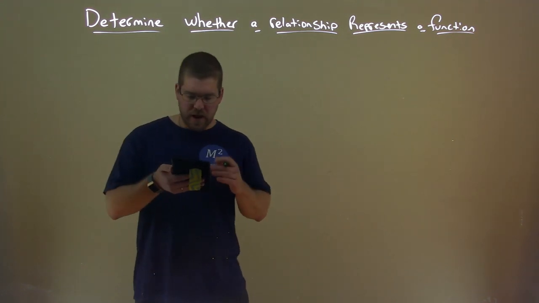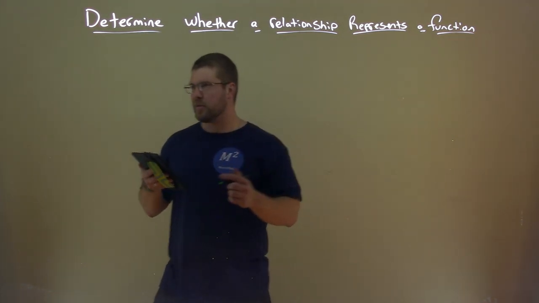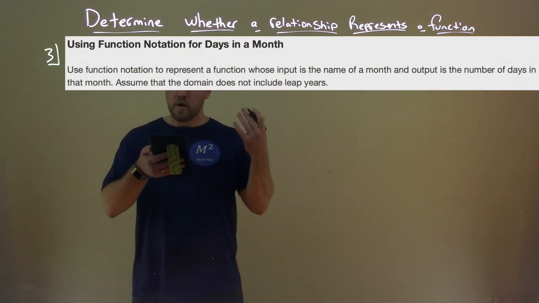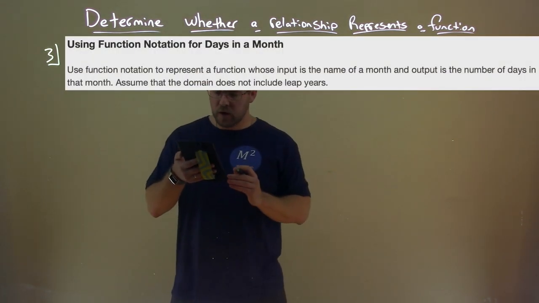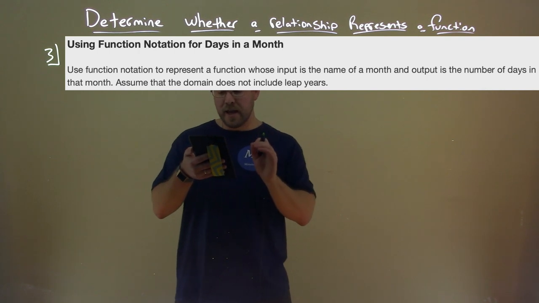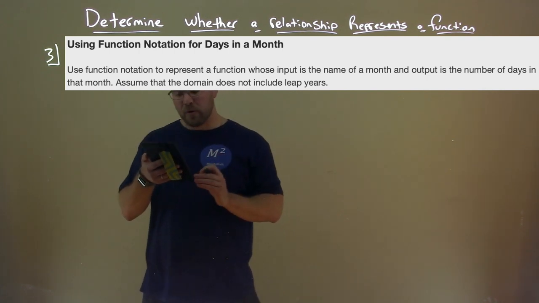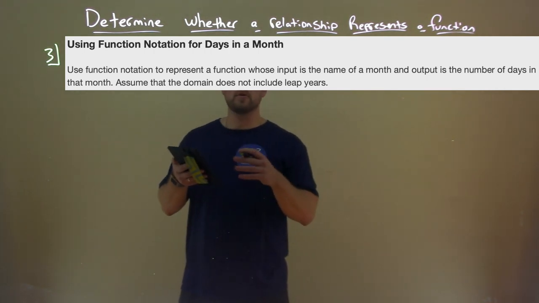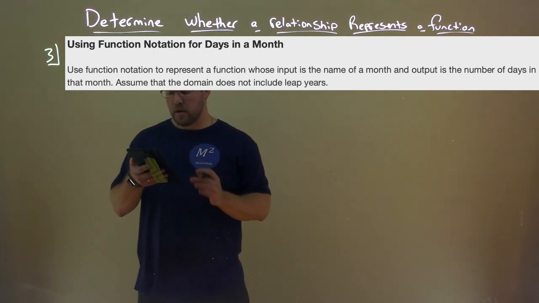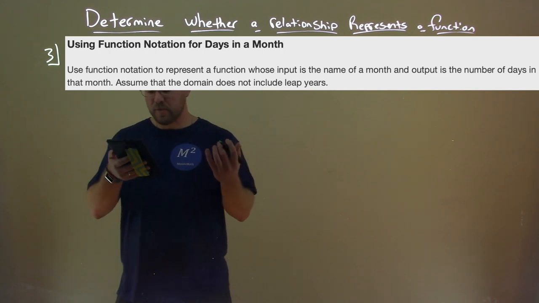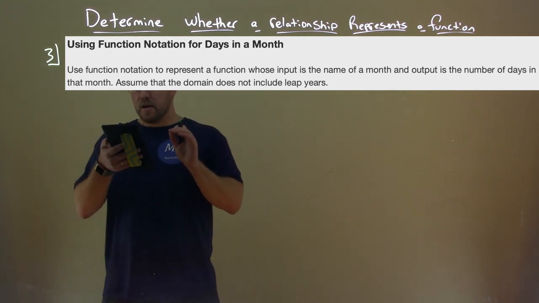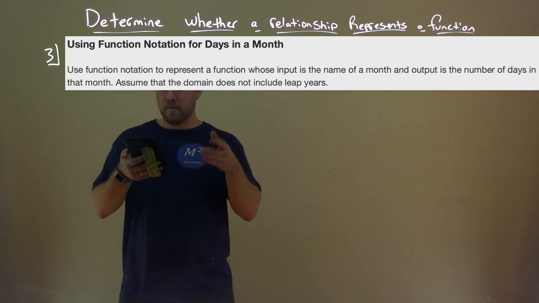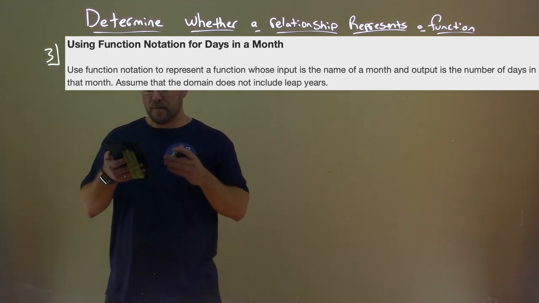Okay? So now we're given this problem, number 3 here. And they tell us this: use function notation to represent a function whose input is the name of a month and output is the number of days in that month. Assume that the domain does not include leap years. Okay? So we have this example here. Again, use function notation to represent a function whose input is the name of the month and output is the number of days in that month.